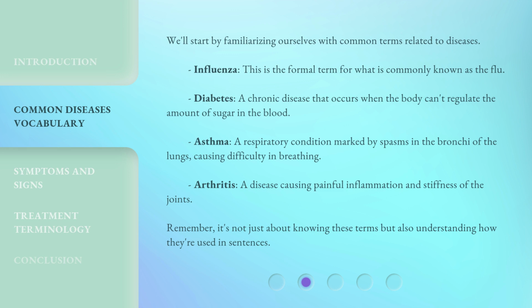Asthma. A respiratory condition marked by spasms in the bronchi of the lungs, causing difficulty in breathing. Arthritis. A disease causing painful inflammation and stiffness of the joints. Remember, it's not just about knowing these terms but also understanding how they're used in sentences.